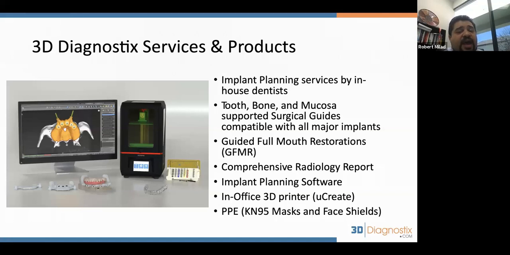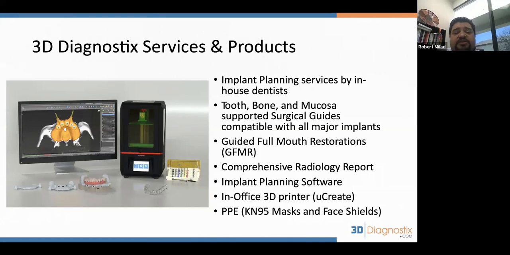On top of that, we do have comprehensive radiology reports. So if you need a CBCT scan to be read by an oral maxillofacial radiologist, we do have that at a flat rate of $80, and you usually will get it within 48 to 72 hours.